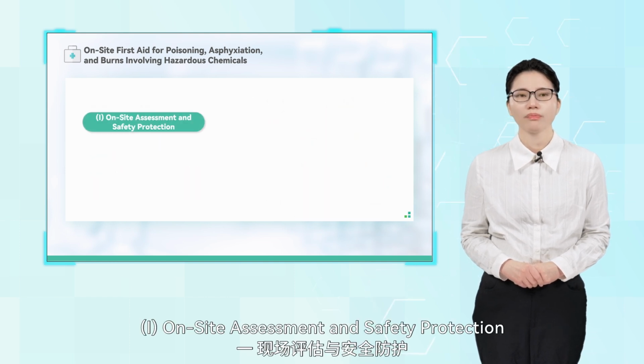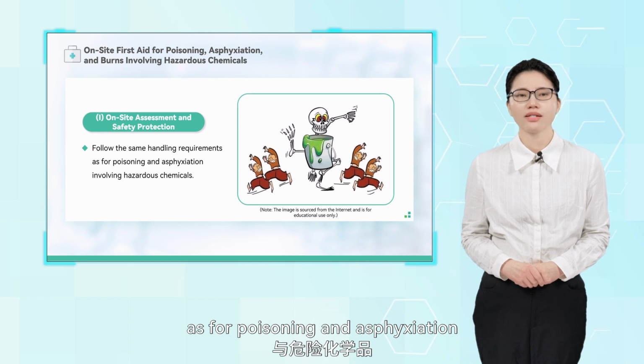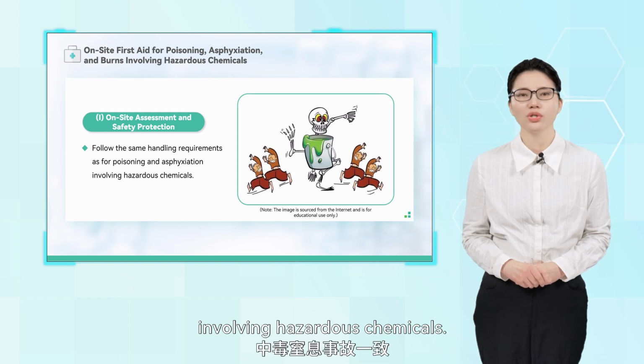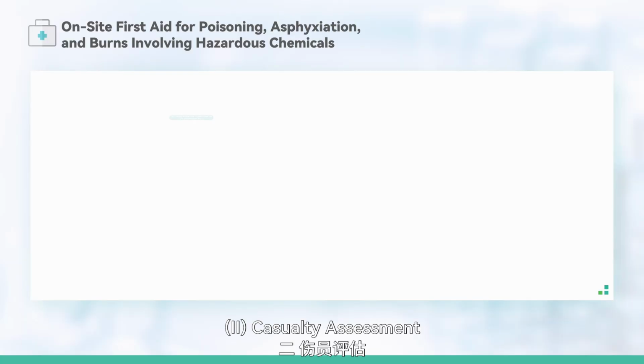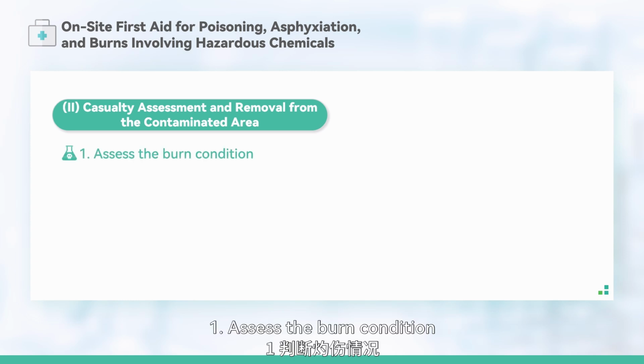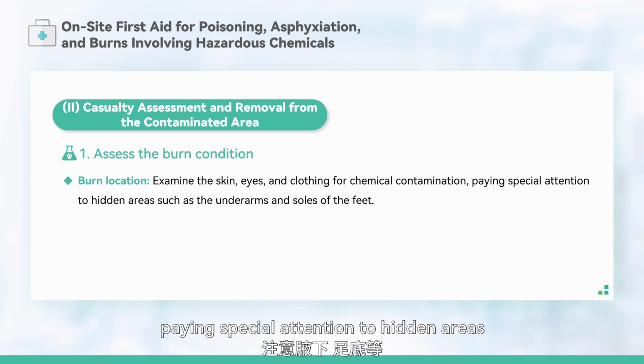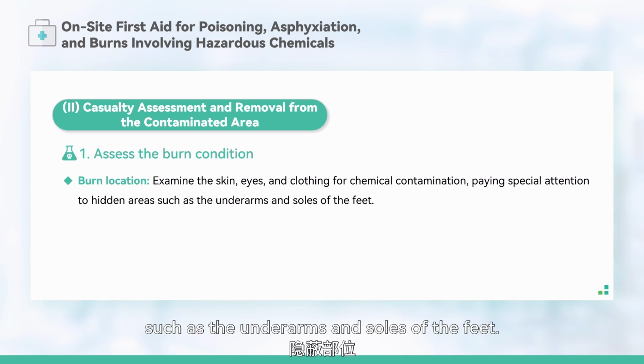1. On-site assessment and safety protection. Follow the same handling requirements as for poisoning and asphyxiation involving hazardous chemicals. 2. Casualty assessment and removal from the contaminated area. 1. Assess the burn condition. Burn location. Examine the skin, eyes, and clothing for chemical contamination, paying special attention to hidden areas such as the underarms and soles of the feet.